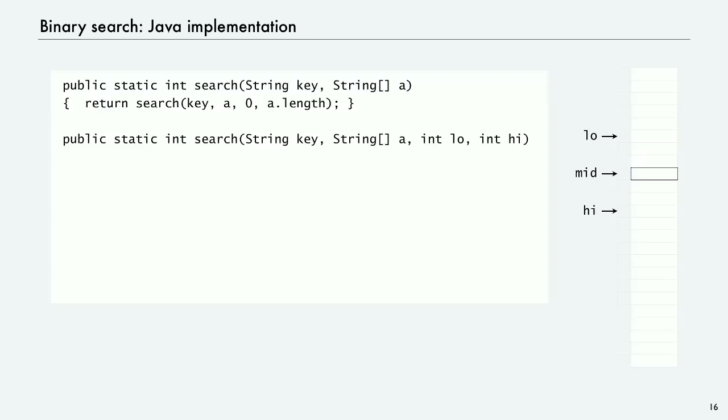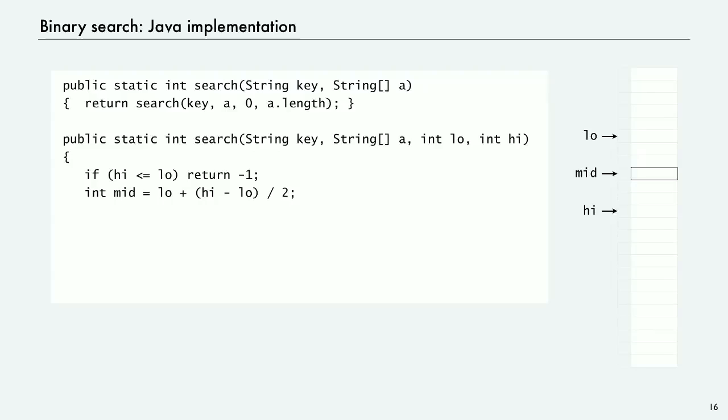So that's all set up. The array goes from 0 to a.length minus 1. So with our open interval notation, if we call the recursive routine from 0 to a.length, we're doing exactly what we want, search the entire array. And then recursively, we check that our high is bigger than our low. If it's equal, then there's nothing in the array, or even if it's less, there's nothing in the array. So that's our termination condition. That's an unsuccessful search. We never found our key.